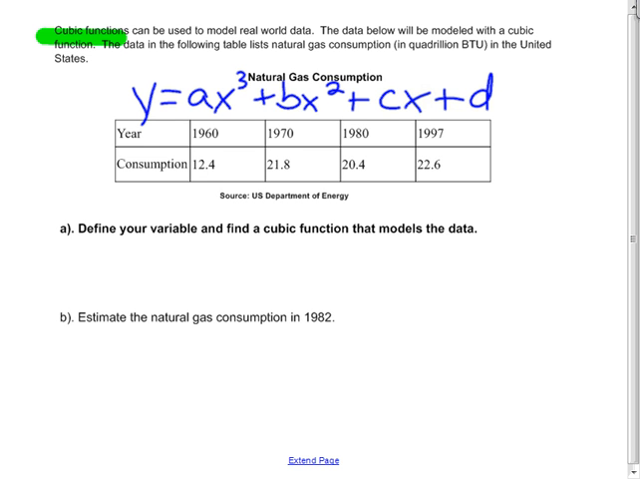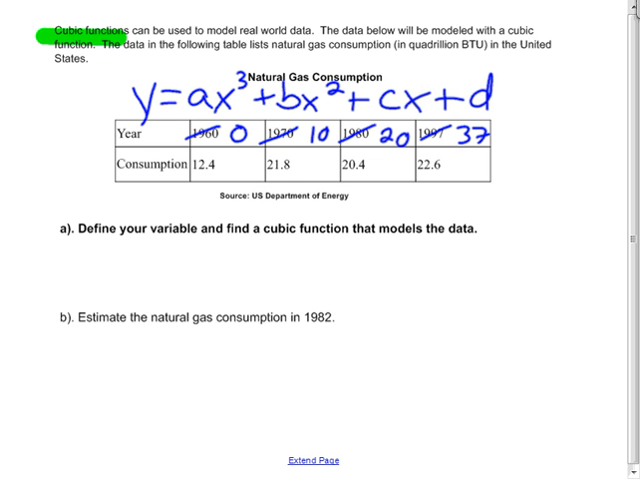The other thing I want you to notice about this problem is it gives you years: 1960, 1970, 1980, 1997. My recommendation to you is define your variables. So 1960 is 0. 1970, that's 10. 1980 would be 20. And 1997 would be 37. If you use 1960, 1970, 1980, you may get an overflow error, and you won't be able to calculate the problem.